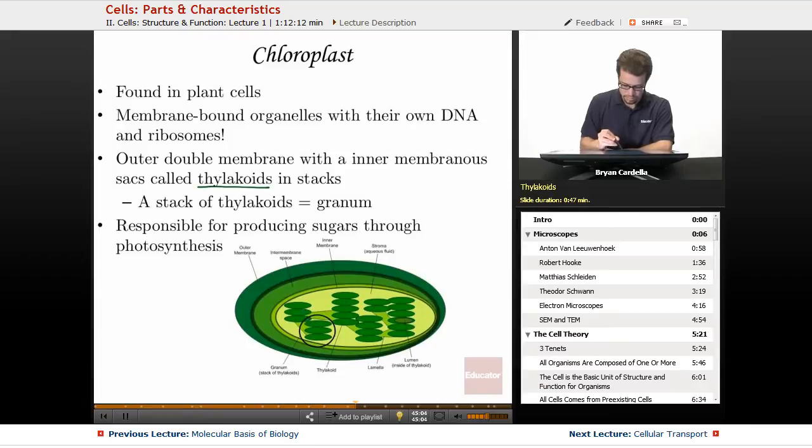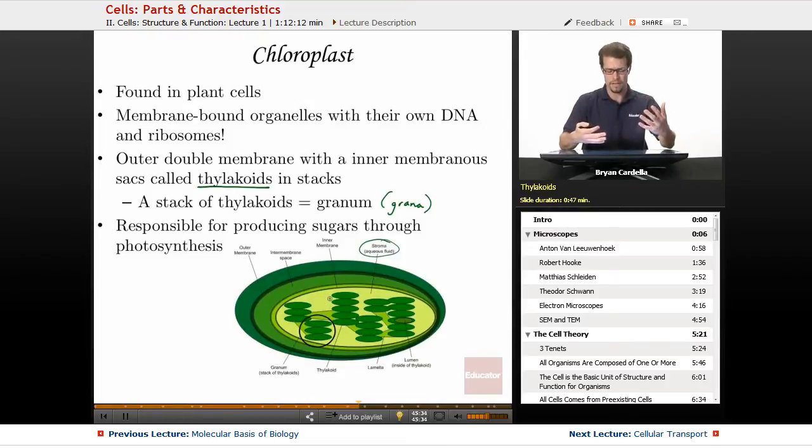So there's a granum, granum, granum, granum. Plural would be grana. So you can see if you look at these stacks, we have plenty of grana inside of the chloroplast. The area outside of the grana, labeled here, is called the stroma. So right now I'm tracing over where the stroma is, the fluid outside of the fluid-filled thylakoids.